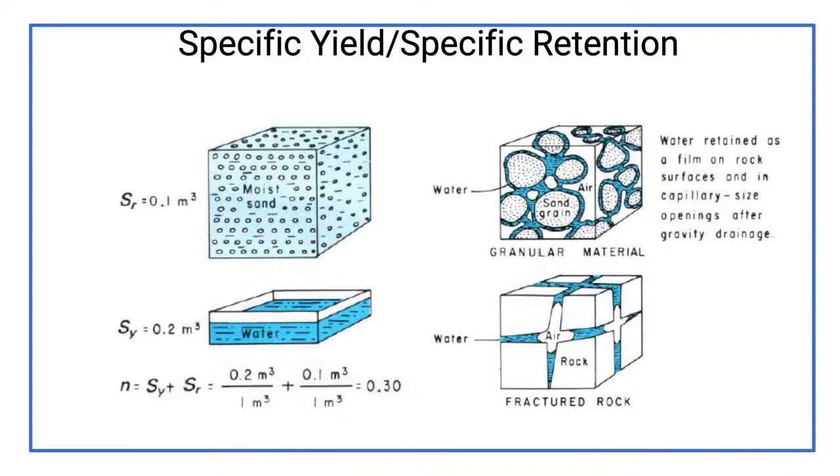So in this case, your porosity is 30%, but your specific retention is going to be 10%. Your specific yield is going to be 20%. So we're never going to be able to get that 10% out; that's your specific retention. The water that's going to be available to you to pump out of the ground is going to be that 20%.